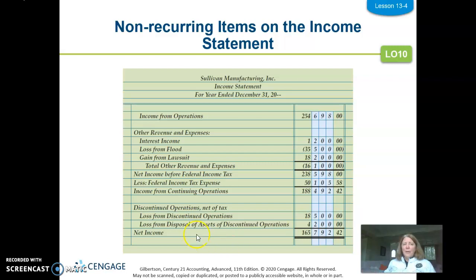So ultimately then I get to net income of $165,792. So income from normal operations, we're used to. DO is non-recurring and not related to your ongoing operations in the future.